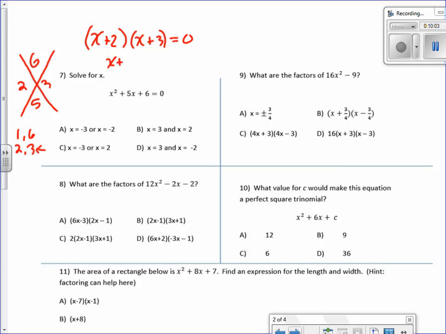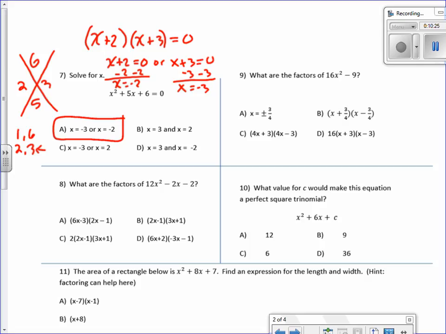I have to say x plus 2 equals 0, or x plus 3 equals 0, and solve for x. Once again, so many people did all the right stuff. They just stopped too soon and got the wrong answer. So I know that you're going to make sure you do it correctly the next time.